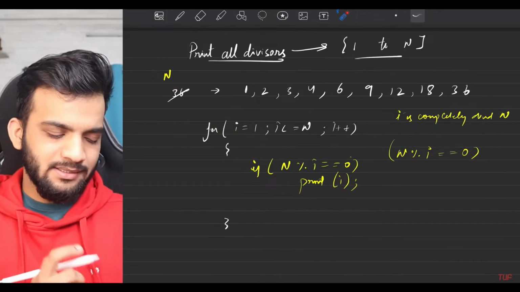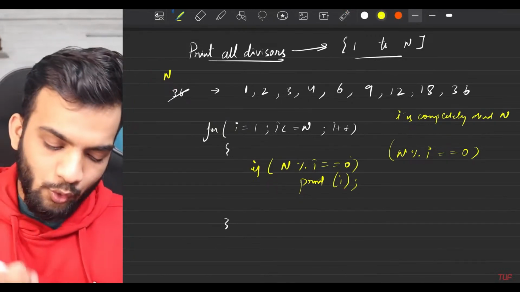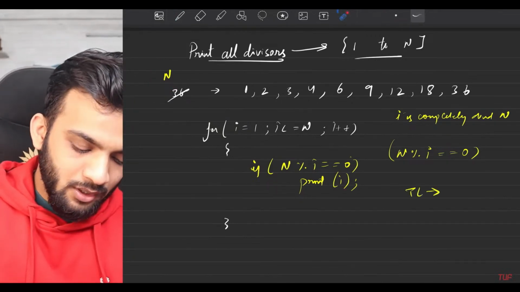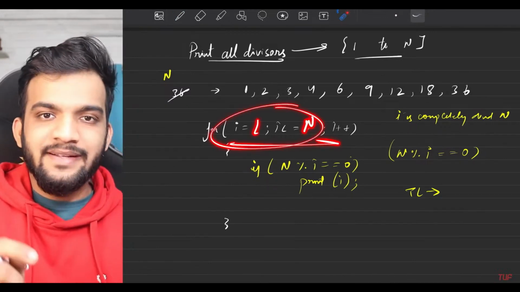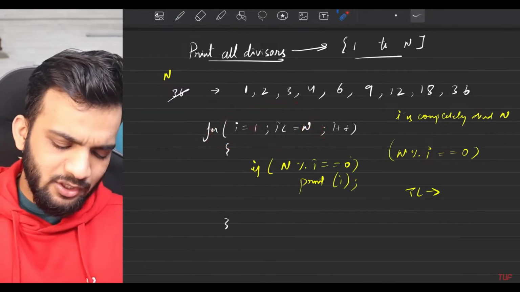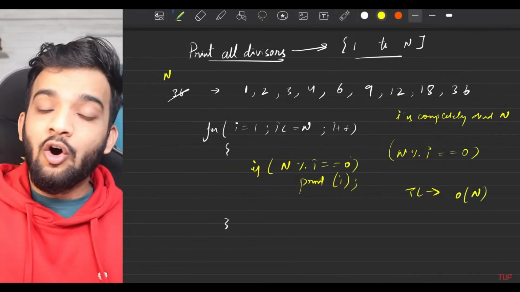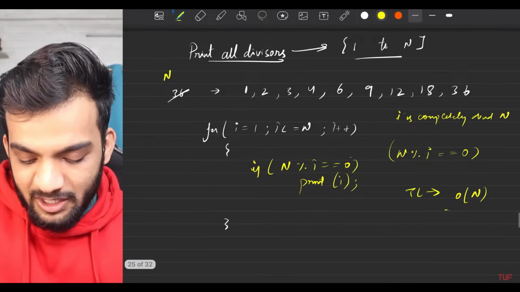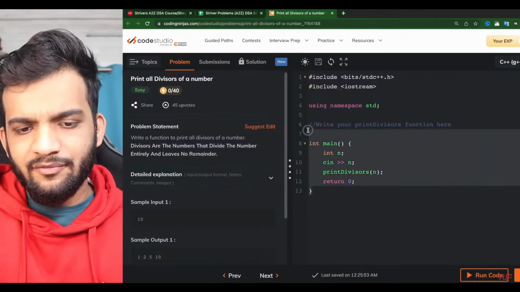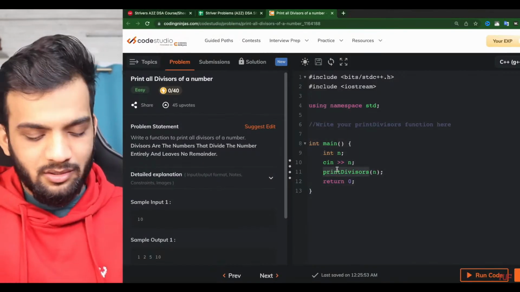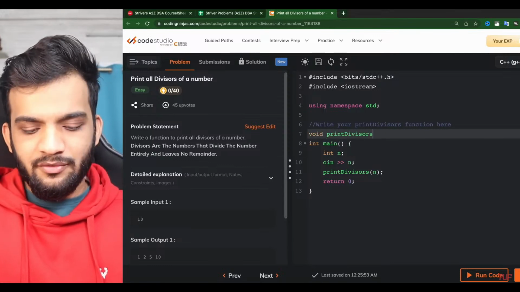Now, if I ask you what is the time complexity of this code, it's very simple. Since the loop is running from 1 to n, it's taking n iterations, and the body is a unit operation, so let's not calculate it. Thereby, the time complexity of this approach is big O of n. Over here, they want us to write the print divisors function.